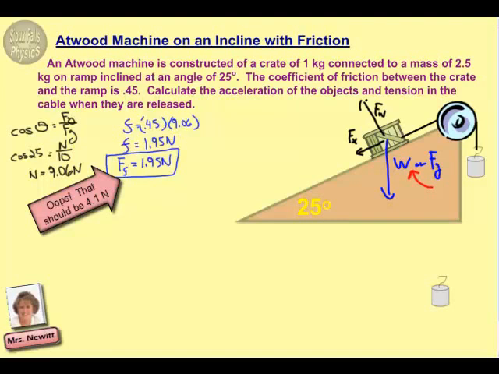And then remember that that weight is divided into two components. One is in the x direction here. That's the component of weight that would act to pull the crate down the ramp. The second one is one that we've already used, and that's the component that goes perpendicular to the surface. That would be the F sub y, and that's what represented the normal that we just used to find the friction.